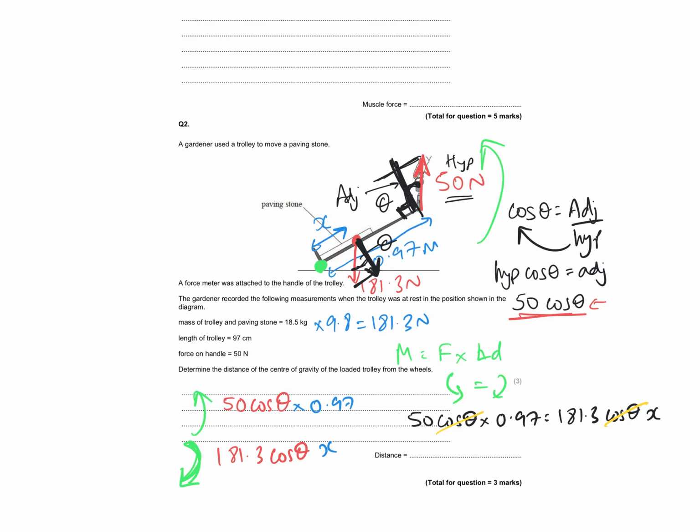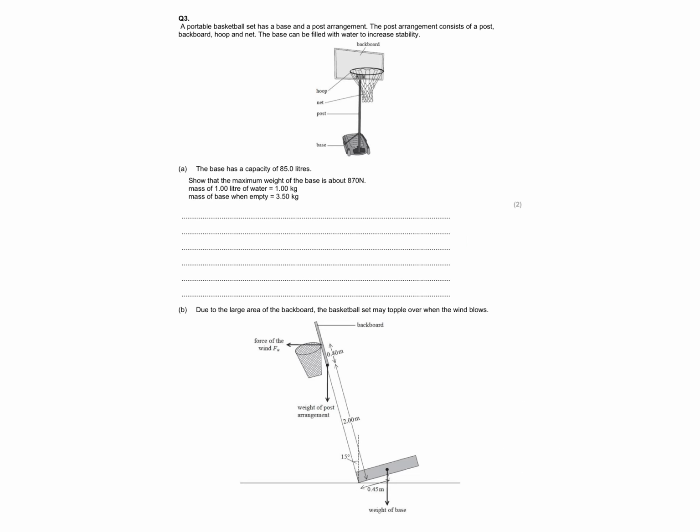So on this side, 50 times 0.97 is 48.5. And that's then equal to 181.3x. So x equals, well, they're multiplied on this side, so we need to divide. So that's then 48.5 divided by 181.3. And that gives an answer of 0.27 meters.